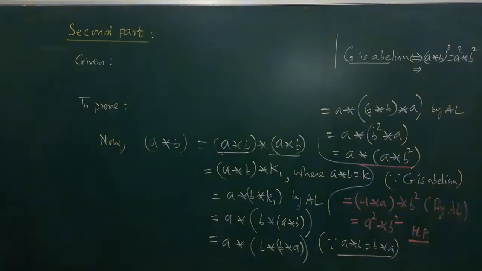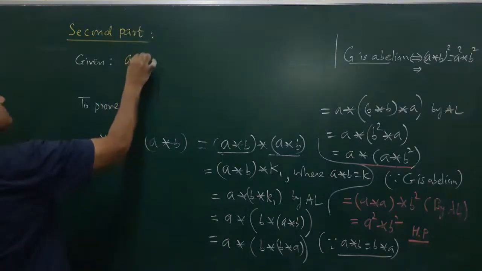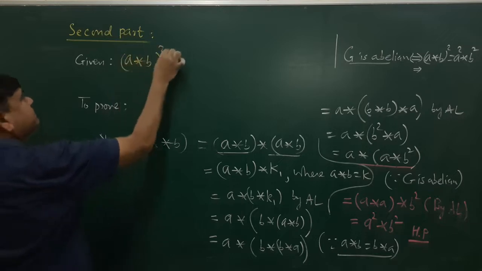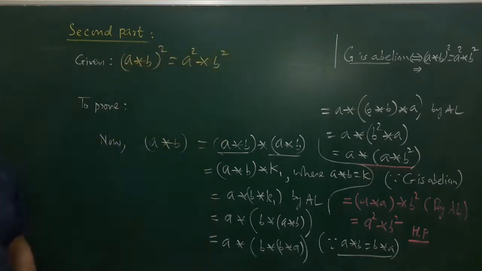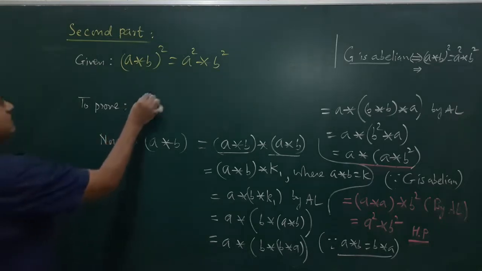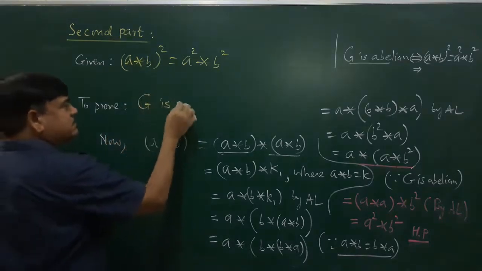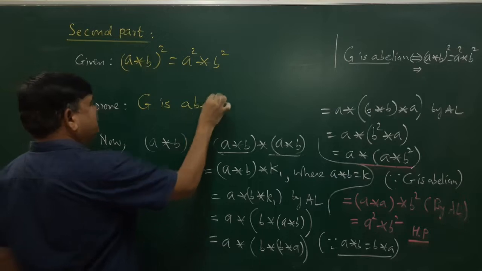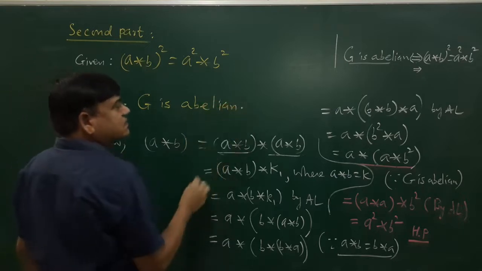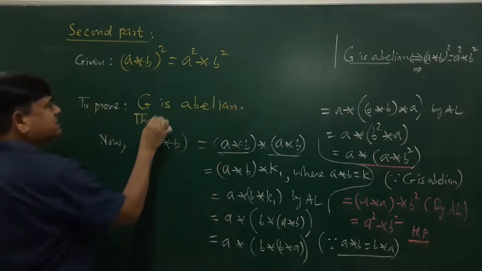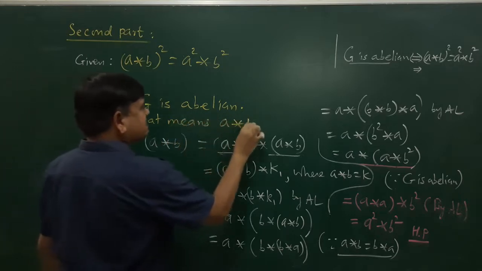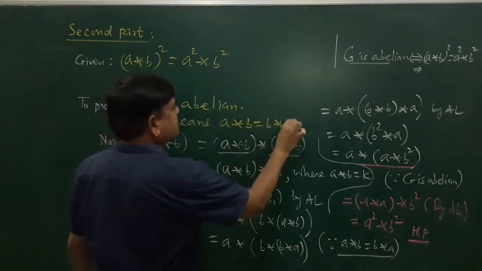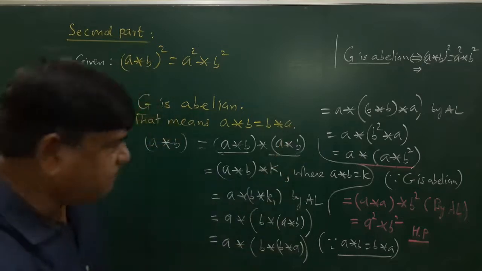Second part. What is given? This is given. This is given to us. To prove G is abelian. That means this is to be proved.